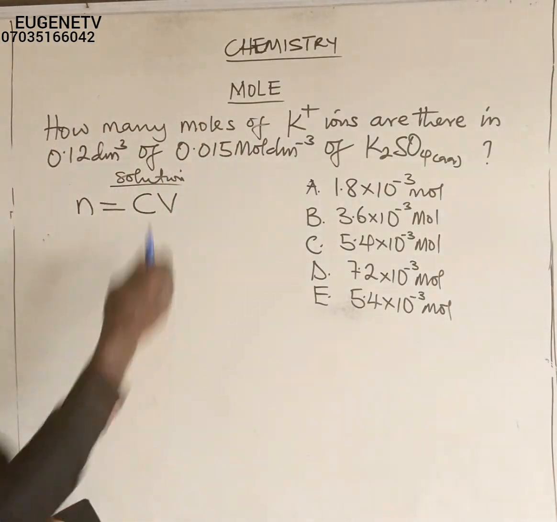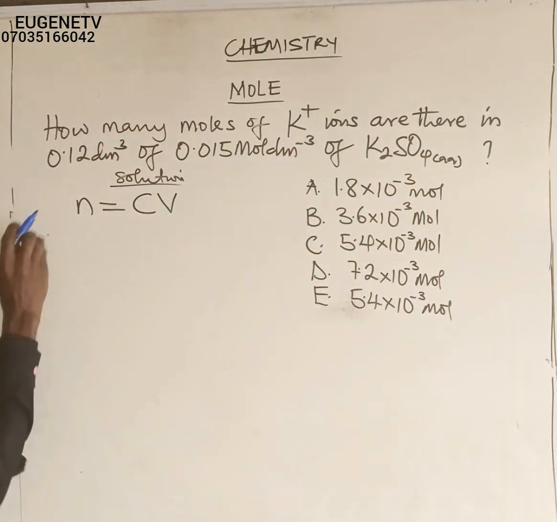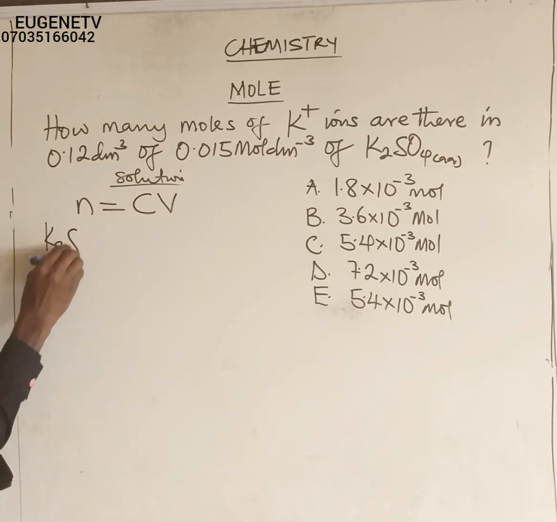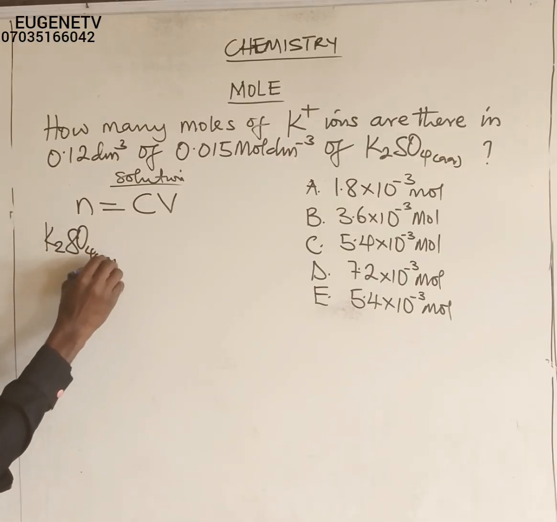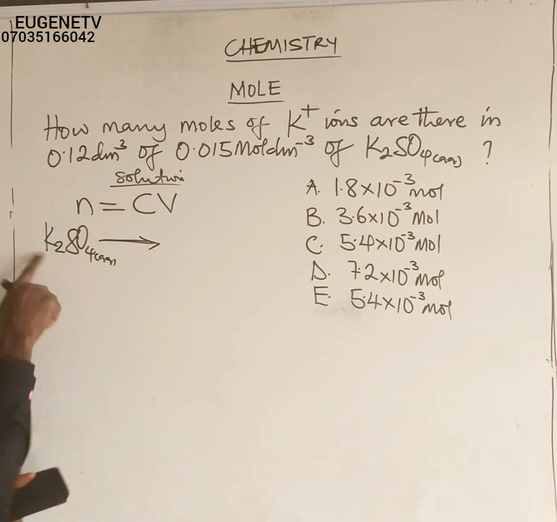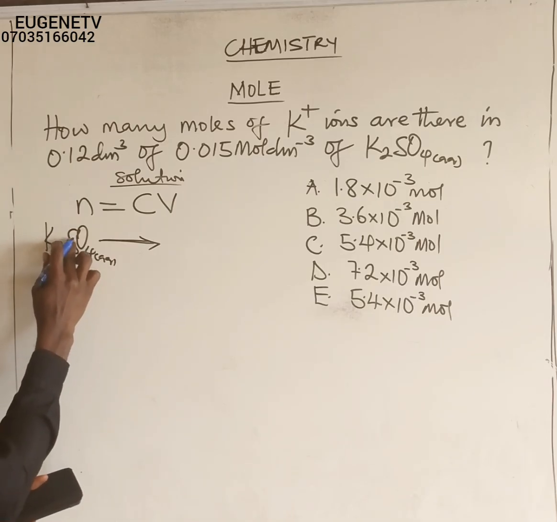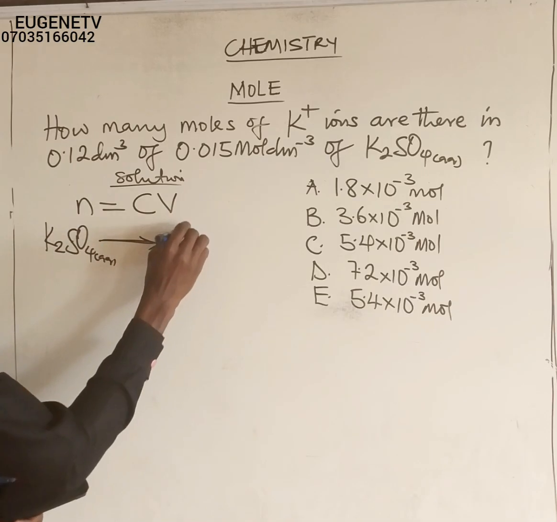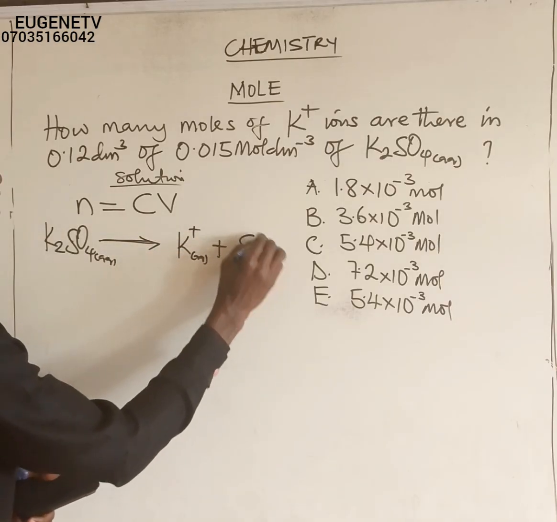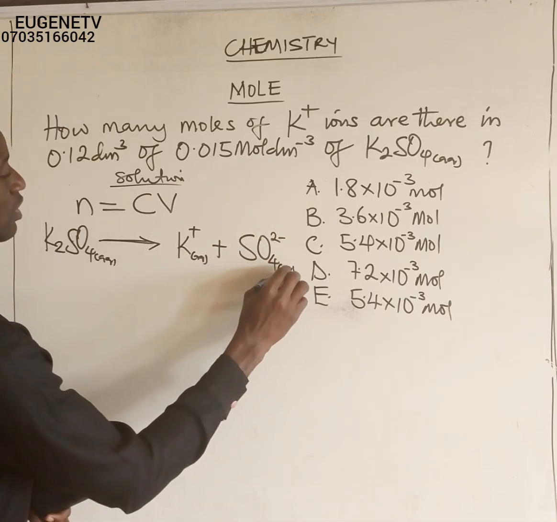So the next thing we are going to do is just to ionize this salt. When we have potassium tetraoxosulfate(VI), which is K2SO4 aqueous, meaning that this salt is dissolved in water, because it's an ionic salt, whenever it is dissolved in water, it is going to dissociate or ionize to form its component ions. The ions are going to be potassium ion, K+ aqueous, and also tetraoxosulfate(VI) ion, SO4 2-, also aqueous.